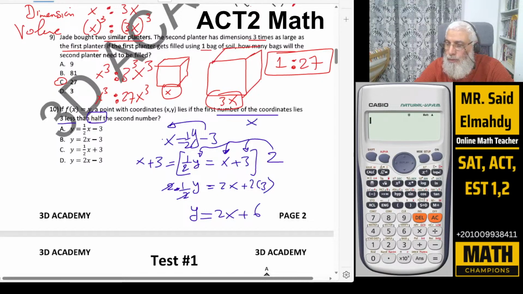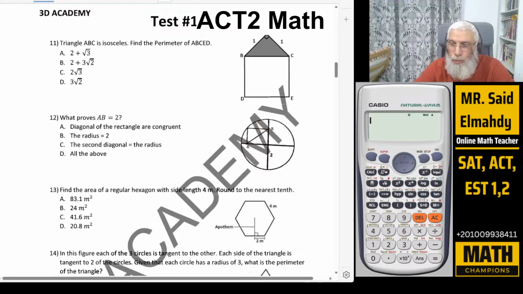This is question number 10. So the answer should be 2x plus 6. There is something incorrect here. The answer is 2x plus 6. Question number 11.